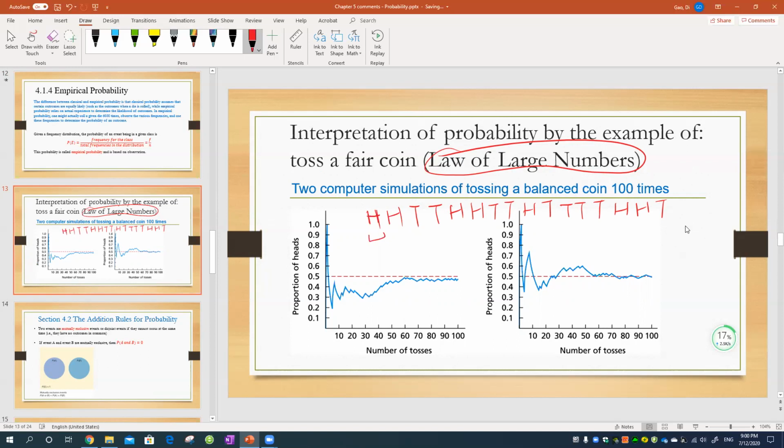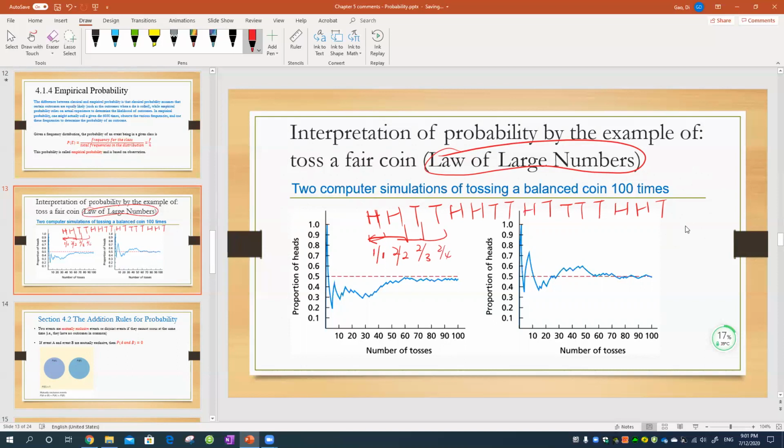For the first one, we toss just one time, and we got one head. So it's 1 out of 1. For the second one, we toss the coin twice already, and we got two heads, so the proportion of heads is 2 out of 2. For the third one, we have 2 heads out of 3 tosses, so 2 out of 3.